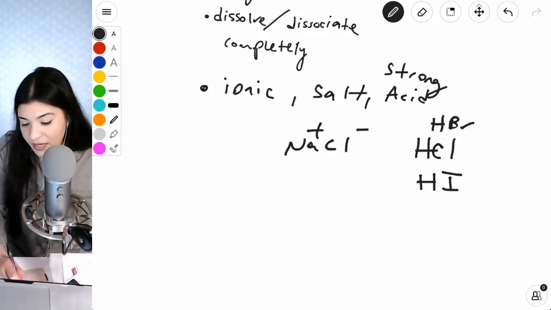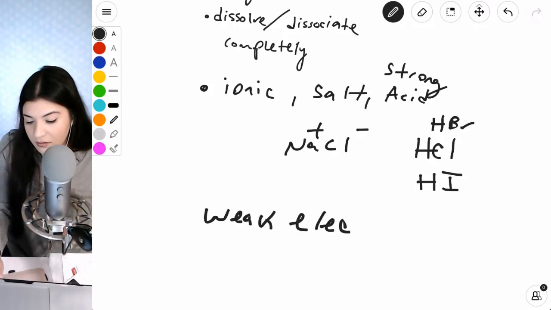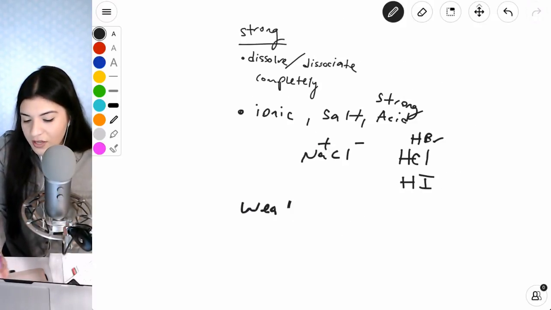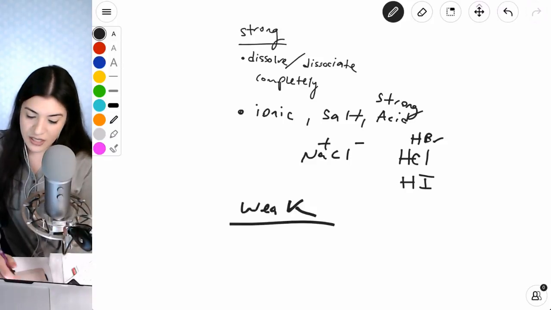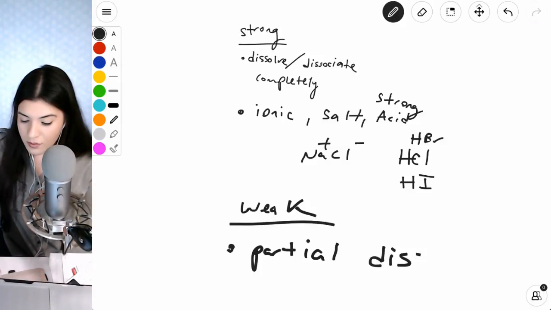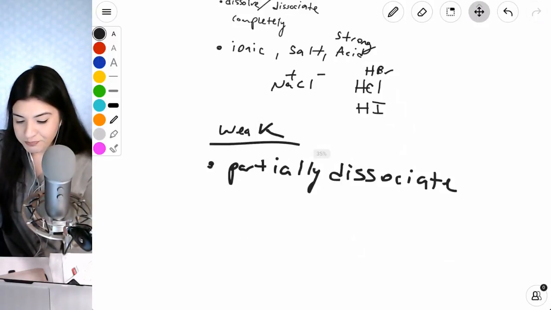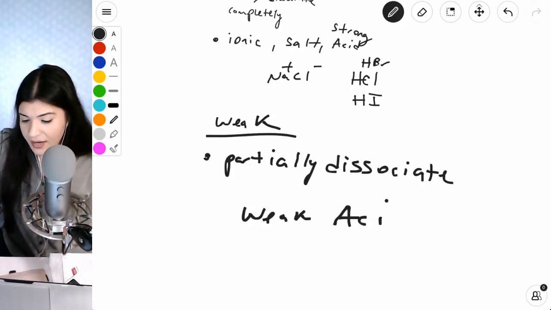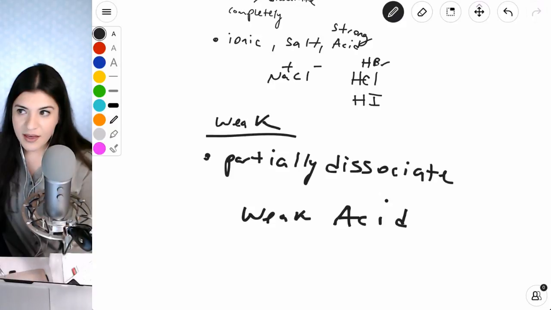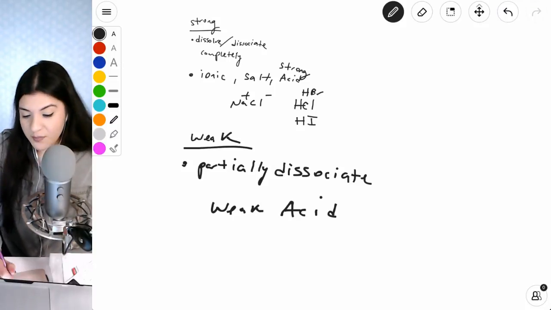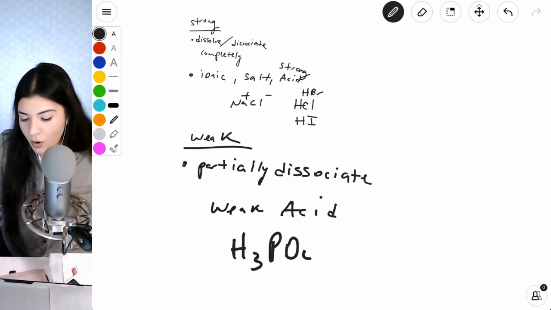Now with a weak electrolyte, I'm just going to say weak. Weak electrolyte, that partially dissolves, so it doesn't completely dissociate. So I'm going to say partially dissociates. So that can be anything like a weak acid. Something that would have been a little bit harder to break apart. So a weak acid would have been something like H3PO4 or HF.